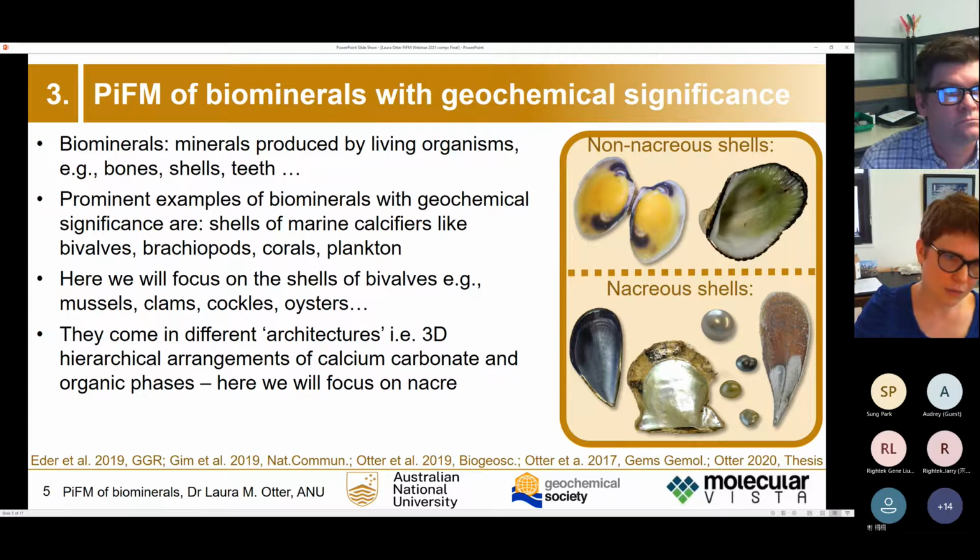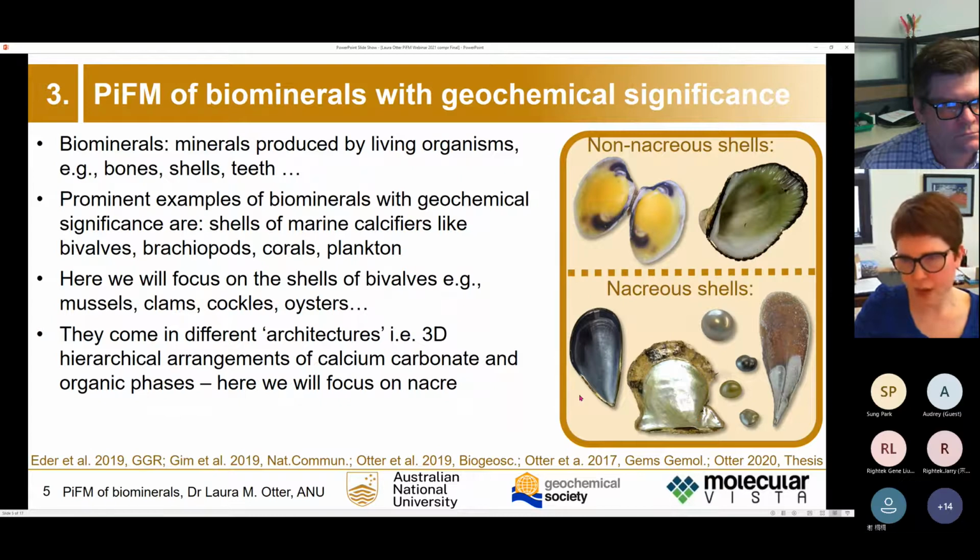And here in this talk, I'll just focus on the shells of bivalves, such as mussels and clams, cockles, oysters, and so on. And these bivalve shells come in 2 different types. We call these architectures. And this means that they have different 3D hierarchical arrangements of the calcium carbonate phase on one hand, and the organic phase on the other. And here we will focus on the architecture called nacre. And in the images here, you can see on the top some non-nacreous shells that have this chalky cluster inside. And then down below here are the nacreous shells, and they have this shiny interior on the shells, or we see nacre also on the outside of pearls.